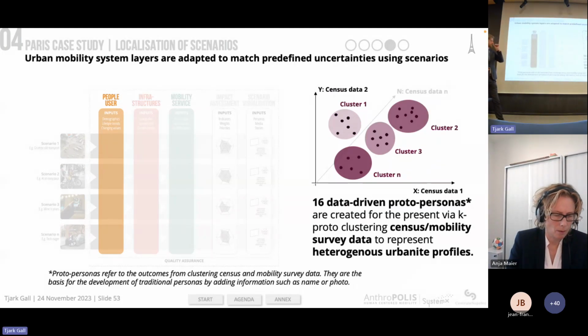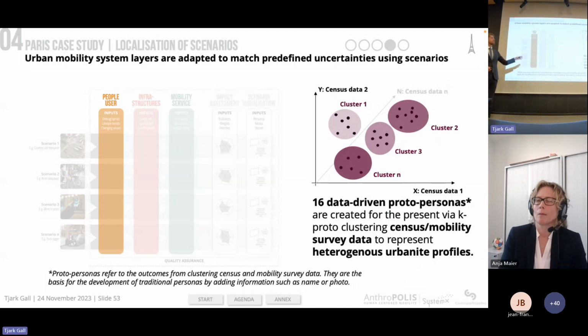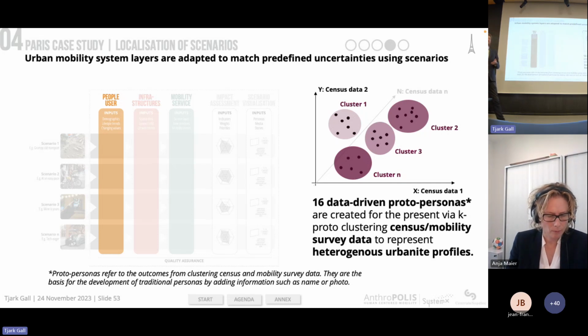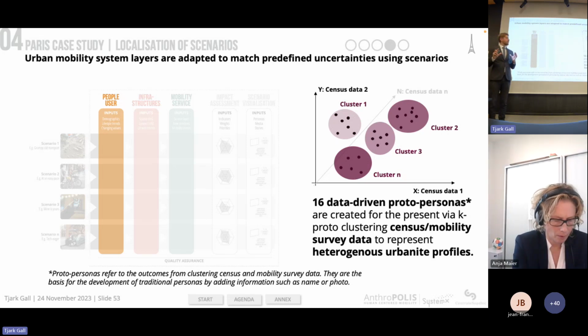In order to do so, we focused on the people dimension, and we took census data and urban mobility survey data and clustered them to create 16 proto-personas. Proto-personas referring to, let's say, the origin of, or the predecessor, I don't know if that's the right word, for personas. So a way to say, okay, these are the key criteria of information, and then they can be enriched afterwards with more qualitative information.